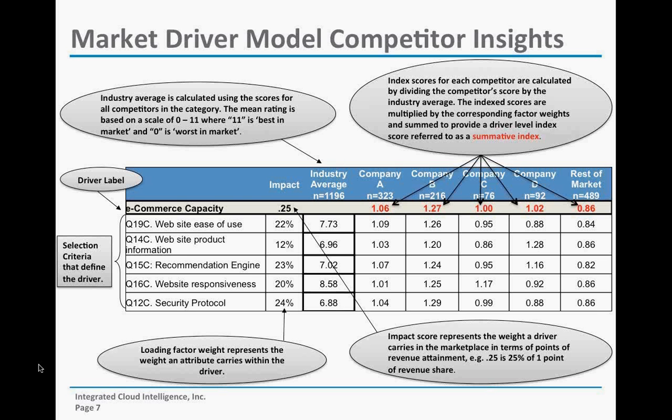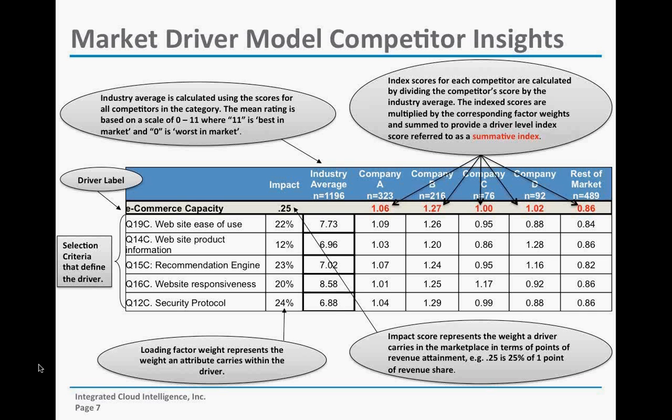Now, what we have here, for example, is a cutout from the results comparing 4 companies plus an aggregated overall rest of market in terms of their performance on e-commerce capacity. Notice we have the industry average there, and we have the relative influence of each of the individual selection criteria within that market driver factor. So that shows you right now security and the recommendation engine figure prominently in the overall e-commerce capacity rating. But what we look at are the average scores in the market right now. This is on 0 to 10.